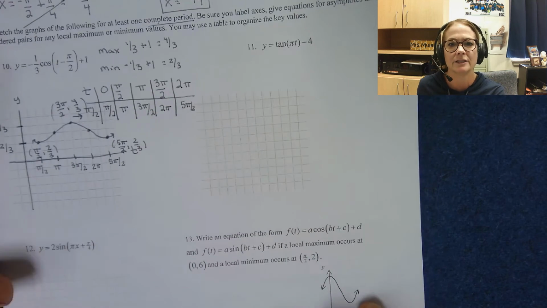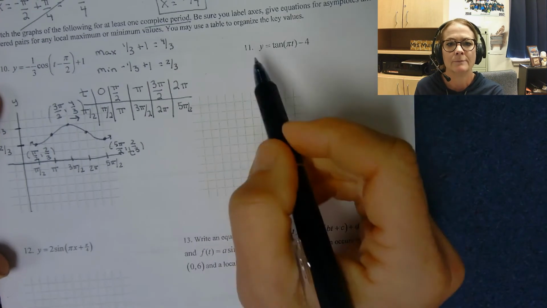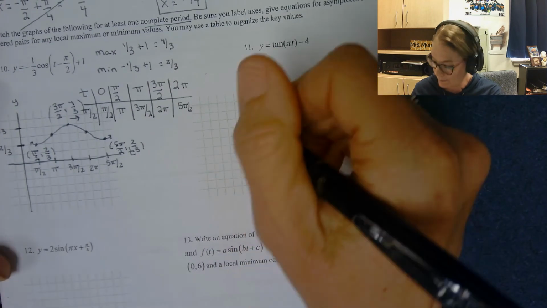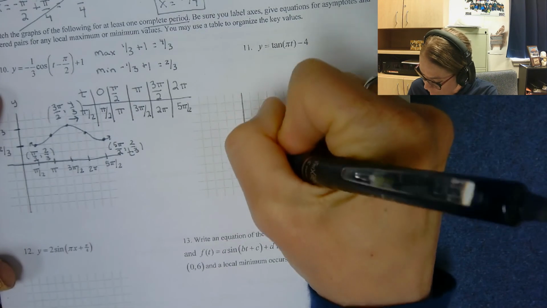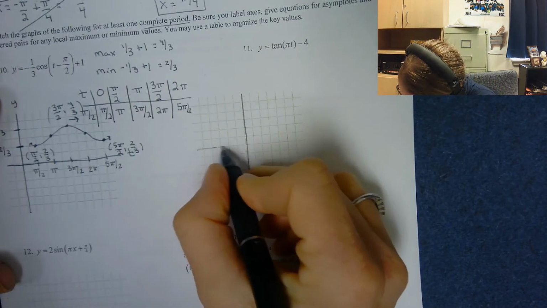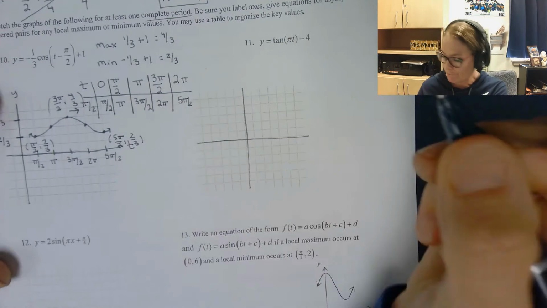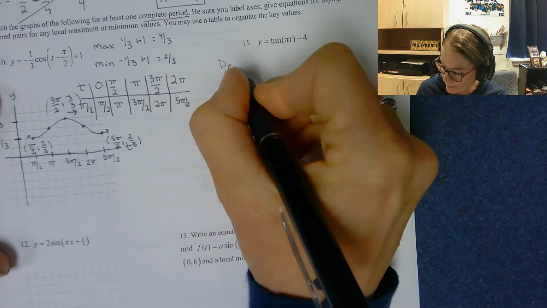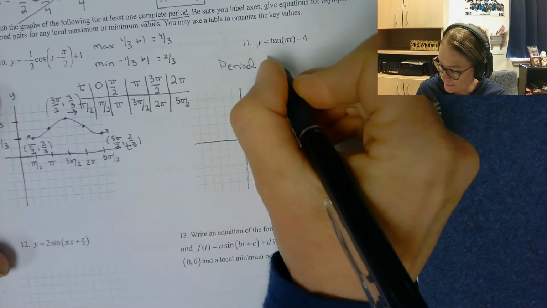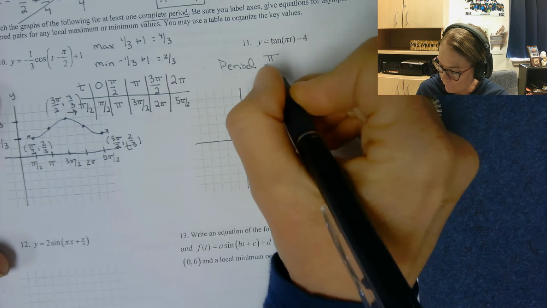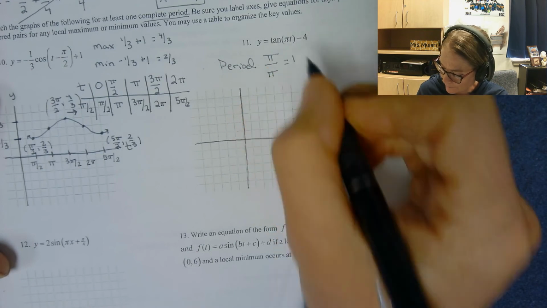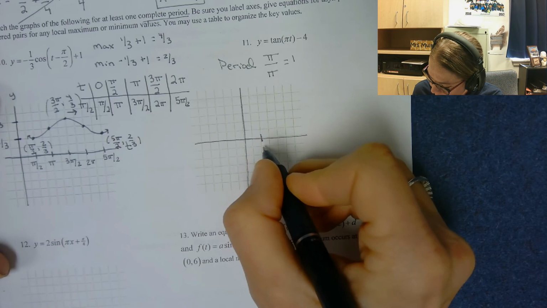Let's move over to tangent. Tangent's a little easier. So one period, we're just going to grab asymptotes. With tangent, we're going to do it at the half period. So let's get our period here. Our period is pi over pi. So we have a period of 1. So I'm going to go halfway.